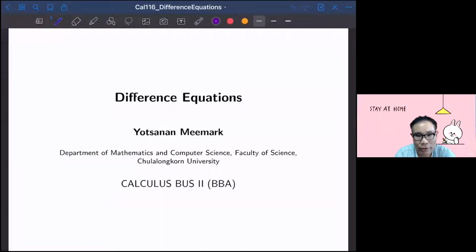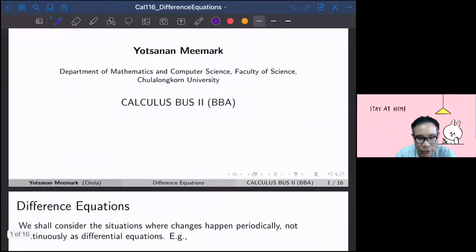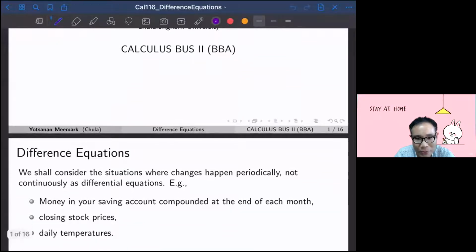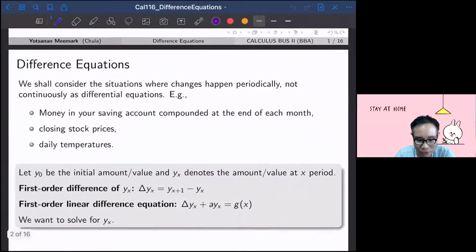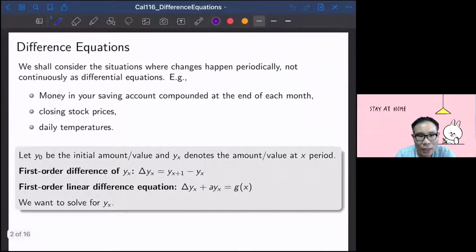We are in the final chapter of this course. It's going to be about difference equations. The difference equation that we're going to study is kind of simple, and you're not going to use much calculus, like derivatives or integrals, in order to solve this difference equation. It's going to be just algebra in order to solve this.